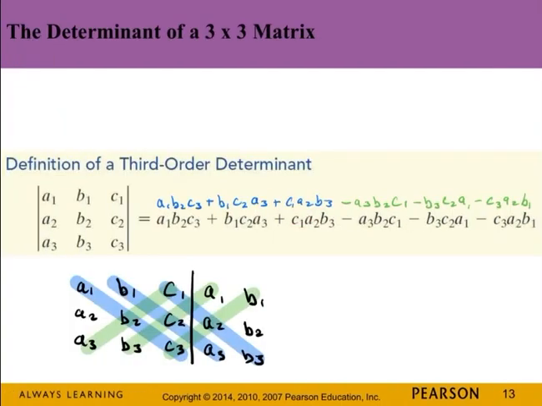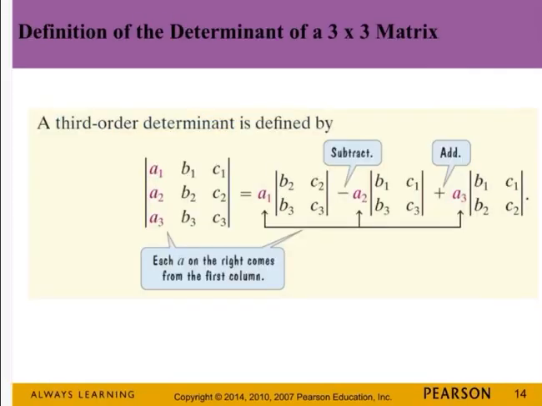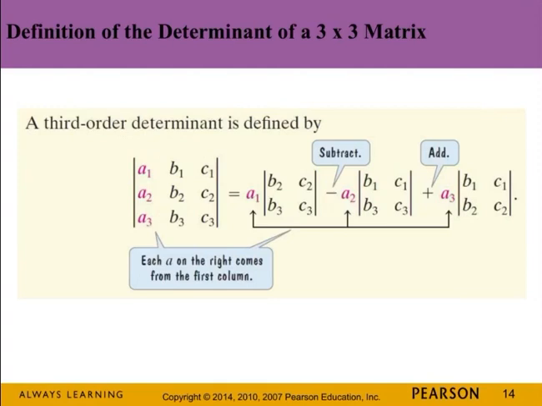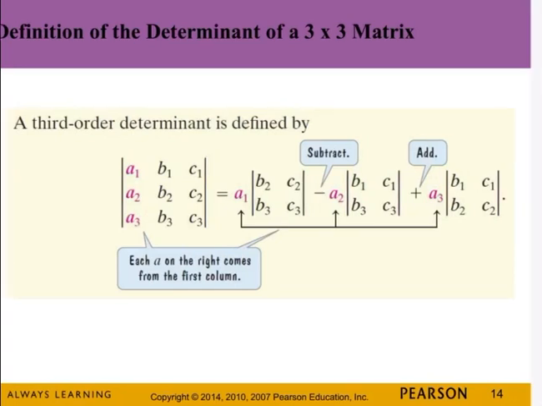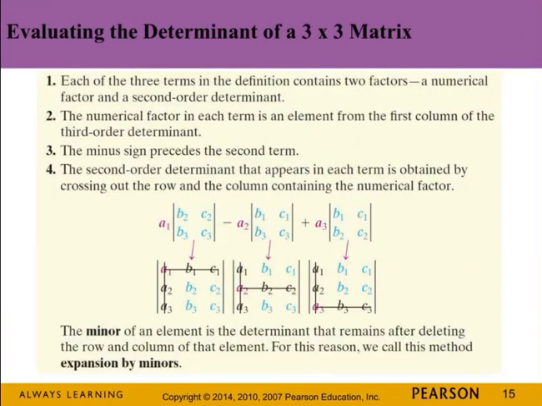But I've seen it done with this cross pattern. I like the cross pattern, it was just easier for me. This is another way of doing the same thing, because then you have those 2 by 2 determinants, and you know how to do those. So you can pick whichever one you like.